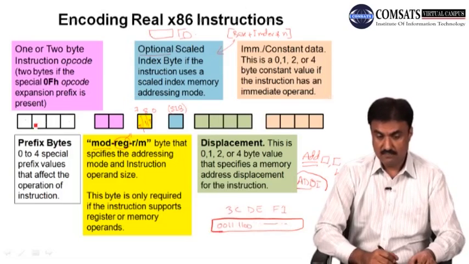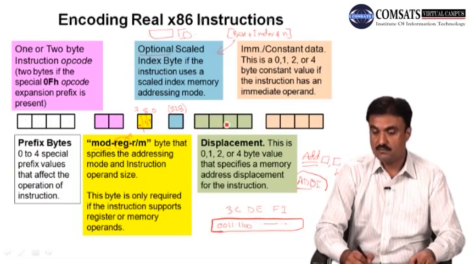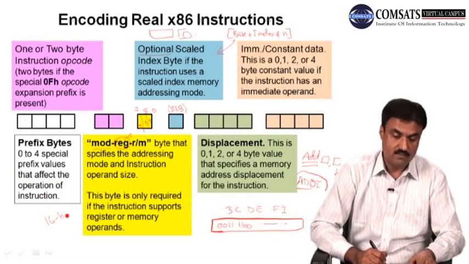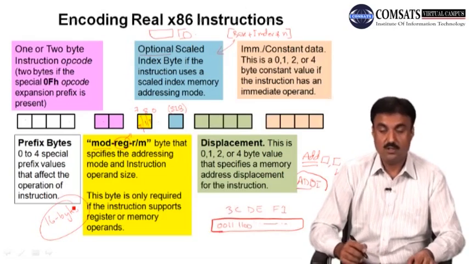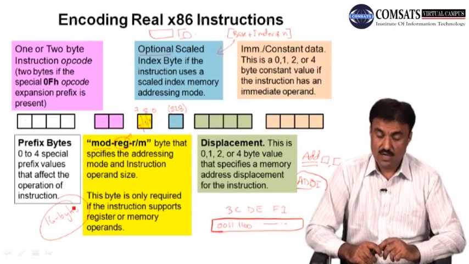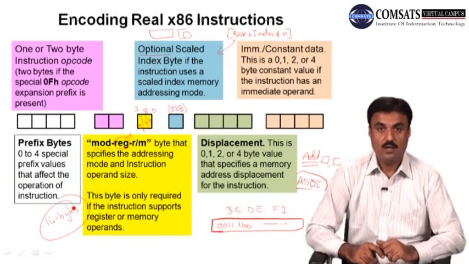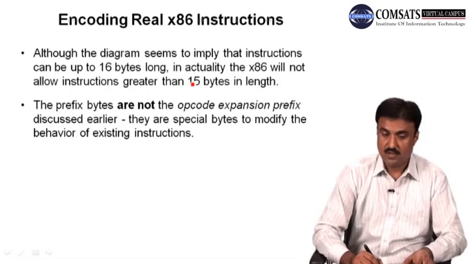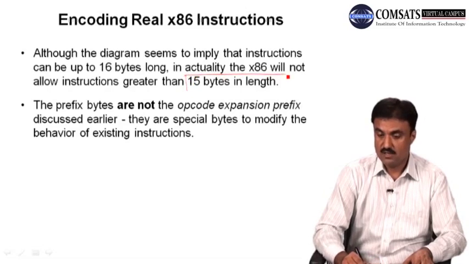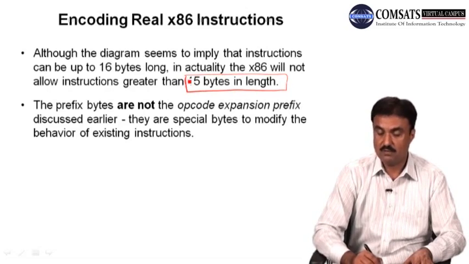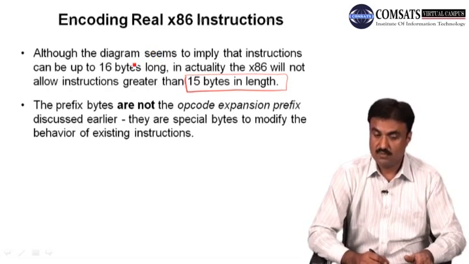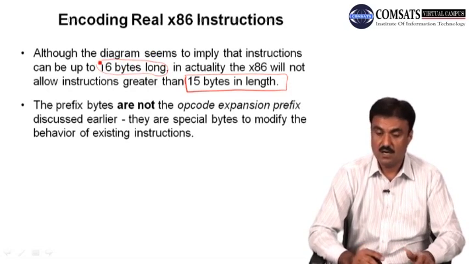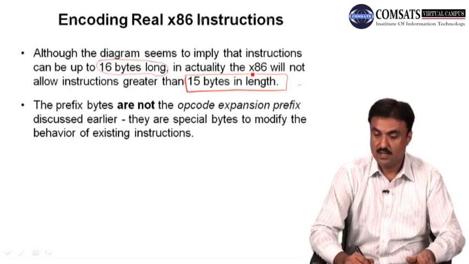So if you count out all these bytes, there are 4, 2, 6, 7, 8, 18, 4, 12. Then we have 4 more. So in total there are 16 bytes. Just remember, in total there are 16 bytes. Now, using all these 16 bytes is not possible, because the Intel x86 allows a maximum of 15 byte length. It's not more than that. From the diagram we can see that the instruction can be up to 16 bytes long. However, the actual x86 is Intel, for example.